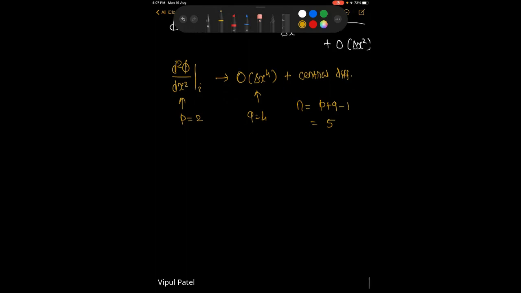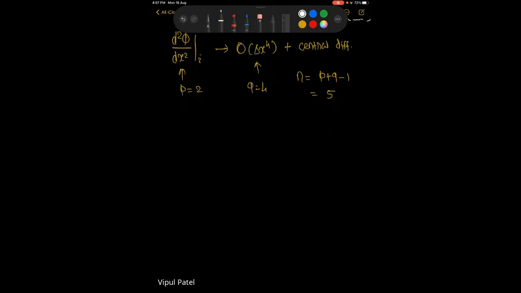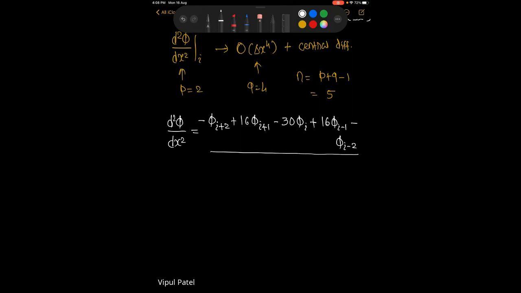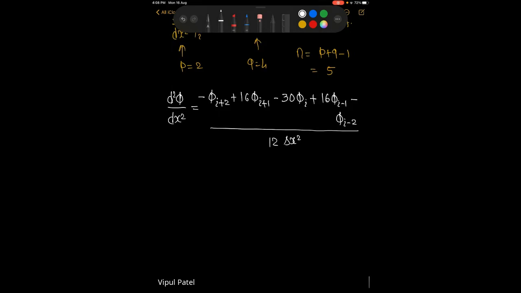So your final equation, I am just writing, this is actually your d square phi by dx square, that is equal to minus phi I plus 2 plus 16 phi I plus 1 minus 30 phi I plus 16 phi I minus 1 and minus phi I minus 2, and the whole thing will be divided by 12. I think delta x square should be there. I'll check why it is not there, but it should be there.